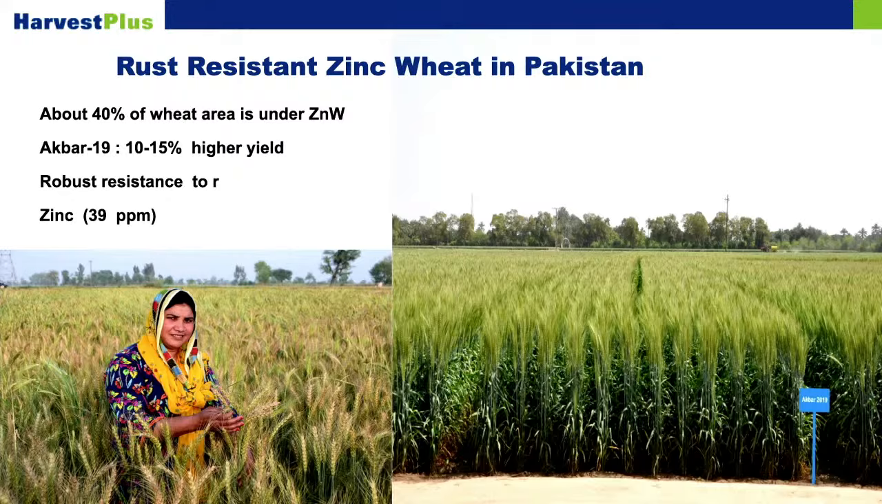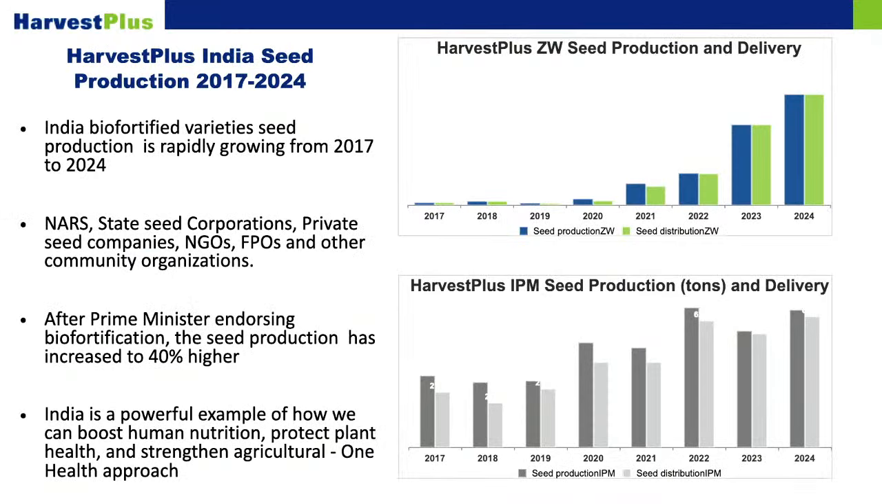It is also resistant to yellow rust and heat tolerant. A couple of years back, the heat wave was very big in India as well as in Pakistan. The wheat yield drastically went down, and those farmers who grew this variety had a very happy harvest. So this is a very important variety. This is the success story of combining the most demanding varieties and traits together.